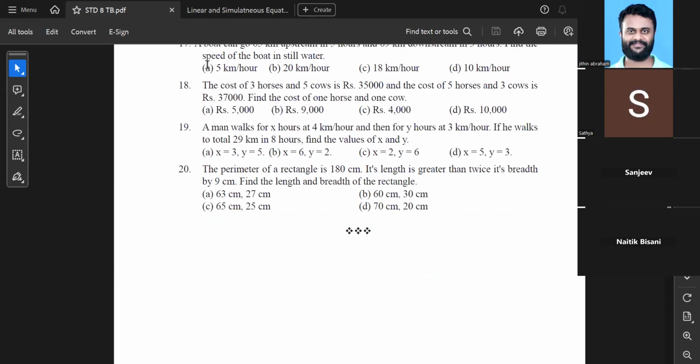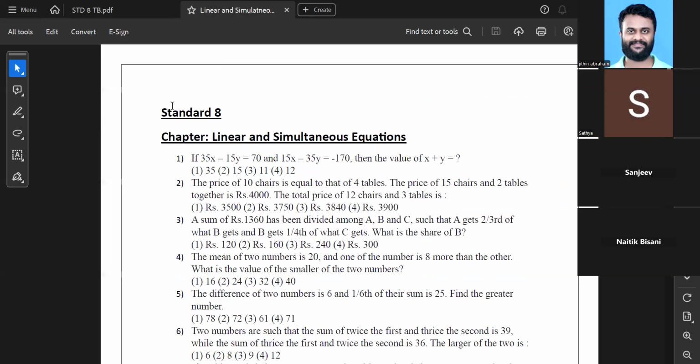Okay, remaining problems you can definitely try. So we can do one thing, we can start with a couple of problems from the worksheet itself. So let's start with the first problem. The first problem goes like this.